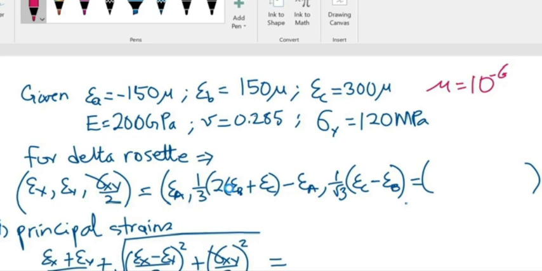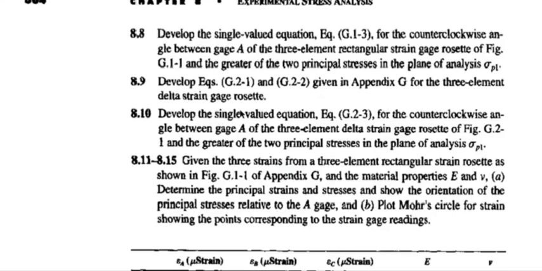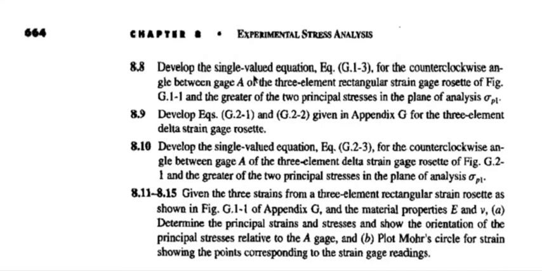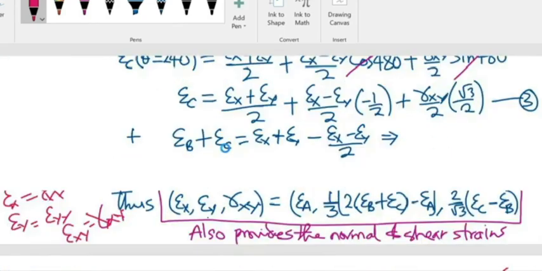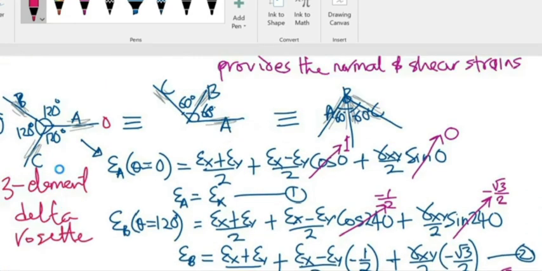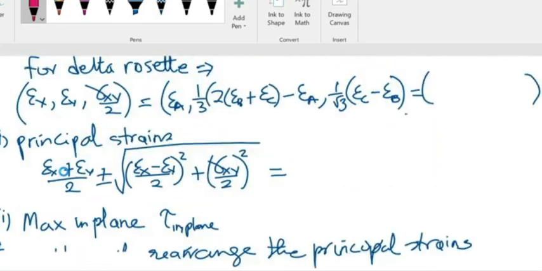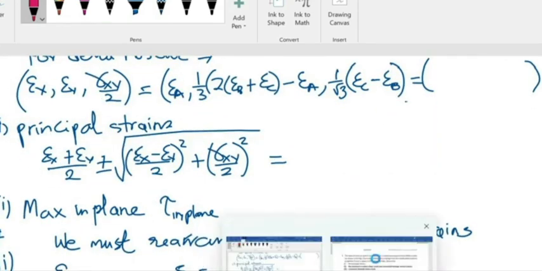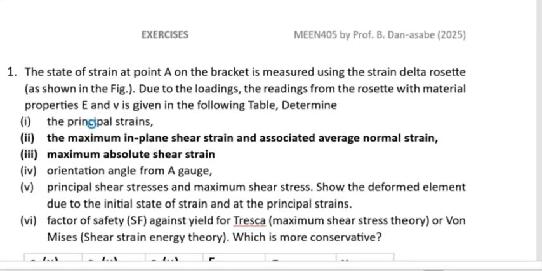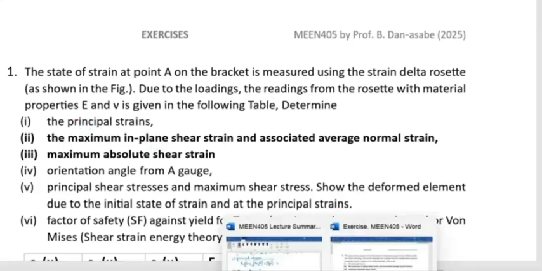If the question asks you to prove, for example, it says develop the single valued equation for the counterclockwise angle between gauge A of the 3-element rectangular rosette, it means you have to prove these ones, whether it is 3-element, delta or rectangular. But in this case, we are not asked to prove. It just says determine the principal strains, so we just go ahead and determine them.